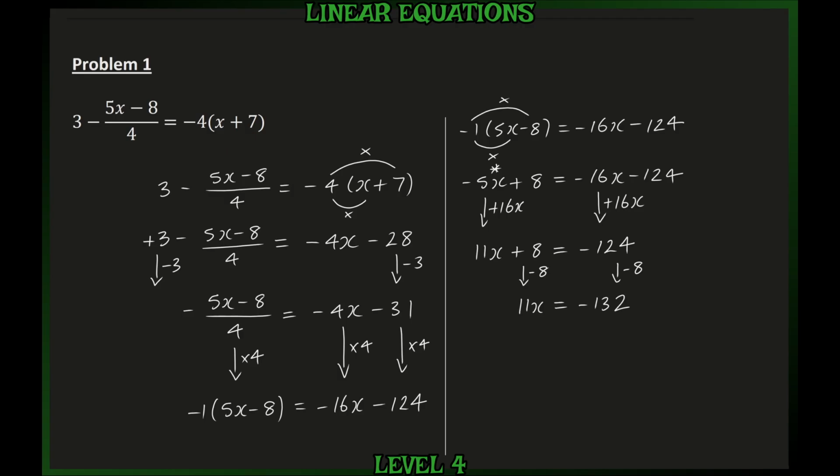Finally, we need to remove the times 11 from in front of the x. And we do this by using its inverse, which is divide by 11, and do the same on the right. On the left, the times 11 and the divide by 11 cancel out to leave us with x. And on the right, minus 132 divided by 11 gives us minus 12. So our final answer to problem 1 is x is equal to minus 12.